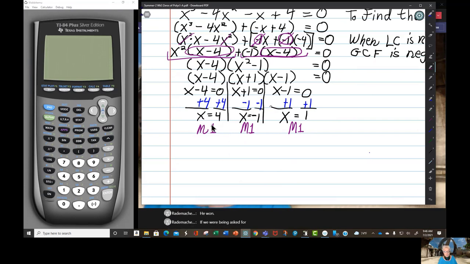If we were being asked for the x-intercepts, we're not. But if we were, they would be 4, 0, negative 1, 0, and 1, 0. Remember that that's the relationship of zeros to x-intercepts when the zeros are real, and sometimes they're not. And then you don't have any x-intercepts. Imagine that. Actually, you can also have a mixture of real zeros and complex conjugate zeros. As you know, you're already experts on that.